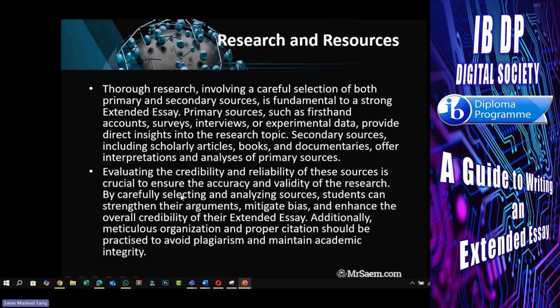Evaluating the credibility and reliability of these sources is crucial to ensure accuracy and validity. The integrity of your information tends to be one of the most important things. I've talked about that. So we have to make sure that it's credible and reliable. We talked about credibility, accuracy, and reliability when I was doing IGCSE with you guys. Credibility means: is the information you are getting coming from a credible source?